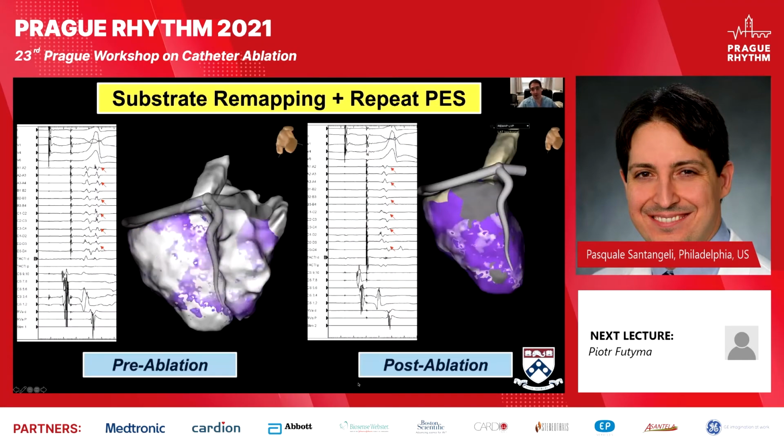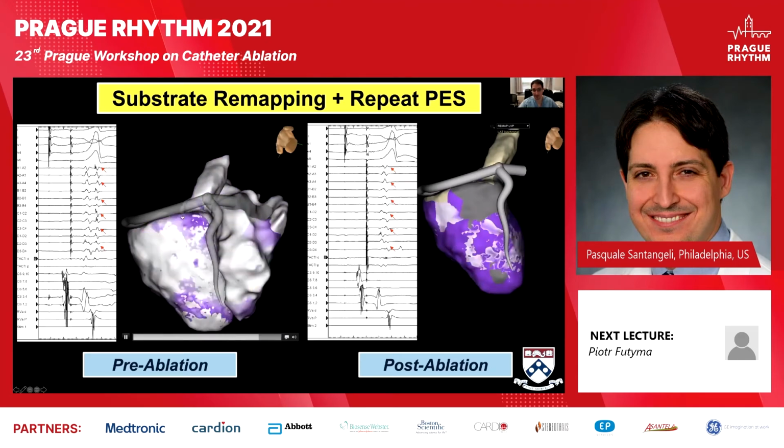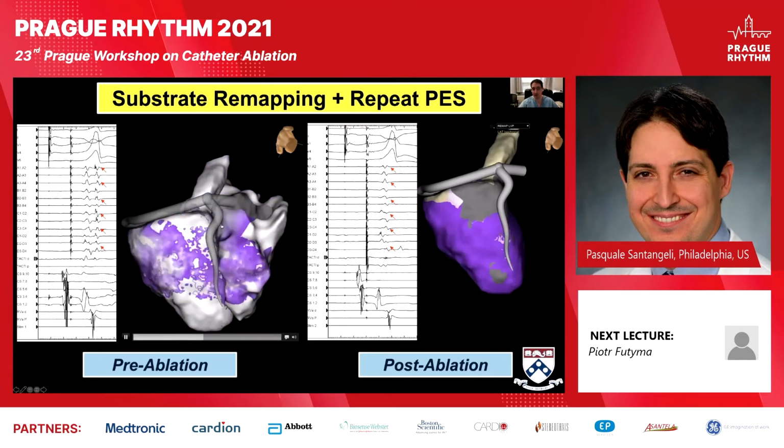And again, the endpoint of substrate modification is always elimination of abnormal activity, abnormal electrograms, of the areas that we're targeting. Here you see the abnormal activation in the basal septum, an example of late potentials here in the basal septum of the left ventricle on the left side. We target those potentials typically by looking directly at what happens to them by ablation of the periphery of the area of late potentials.